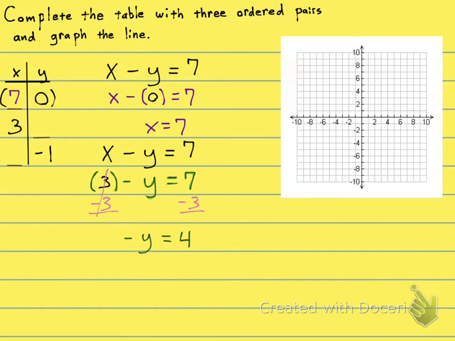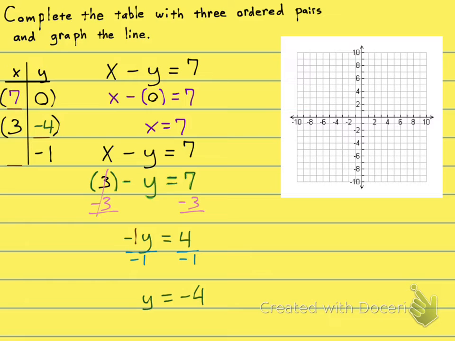And now to get the y by itself, I need to divide out this negative. Think of this as a coefficient of -1. I need to divide both sides by -1. So divide the left by -1, divide the right by -1. On the left side, a negative over a negative will give me a positive. So I have positive y equals 4 over -1, which is -4. So y is -4. When x is 3, y is -4. And now I have my second ordered pair, (3, -4).